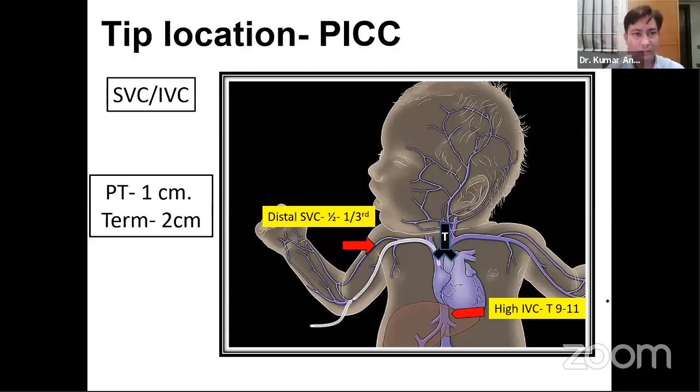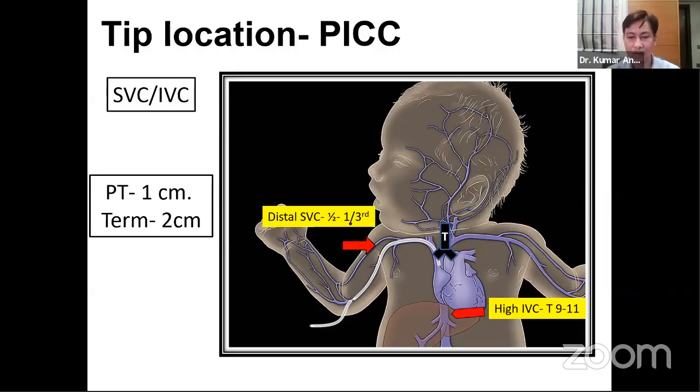Now, tip location for the PICC line. We insert the PICC catheter through either the upper limb or the lower limb. If you are using the upper limb, you should target near the superior vena cava, half to 1/3 centimeter. In preterm infants, target 1 centimeter outside the right atrium.